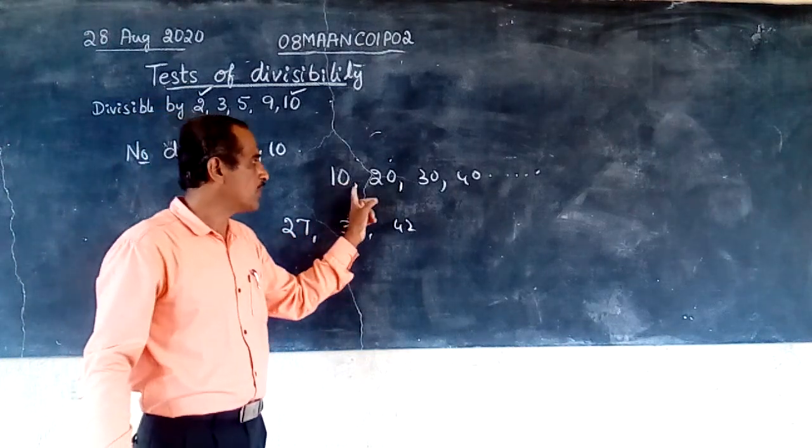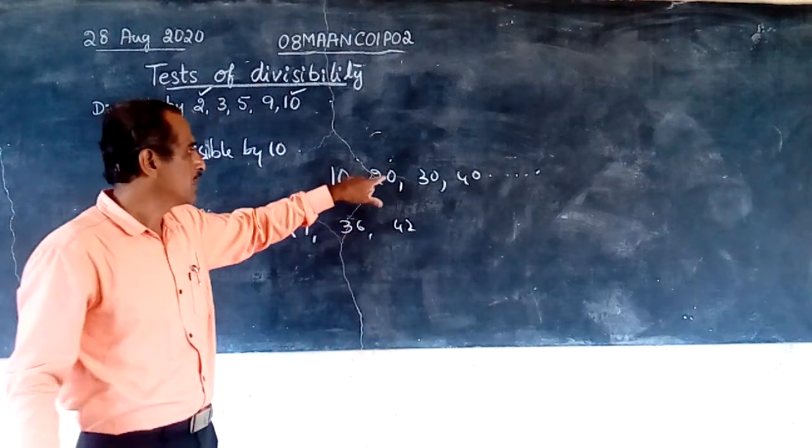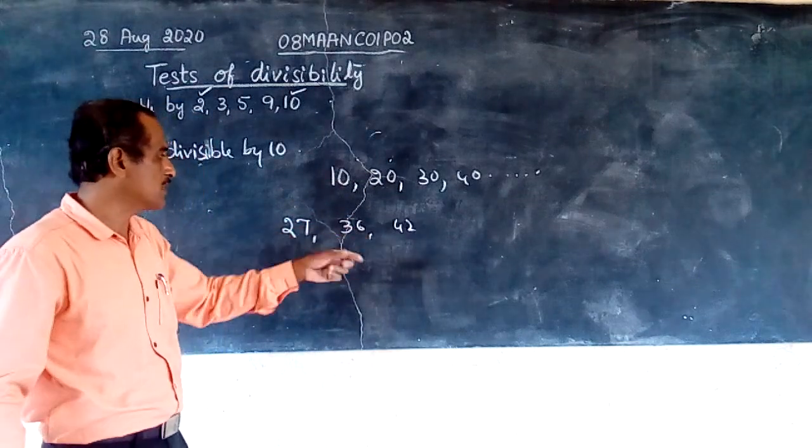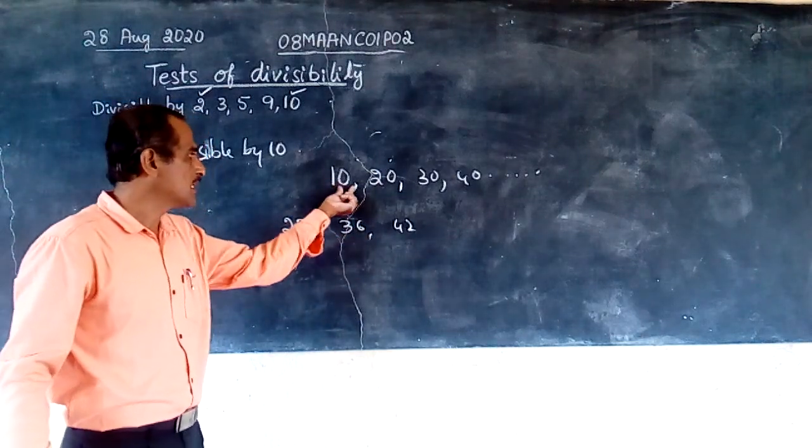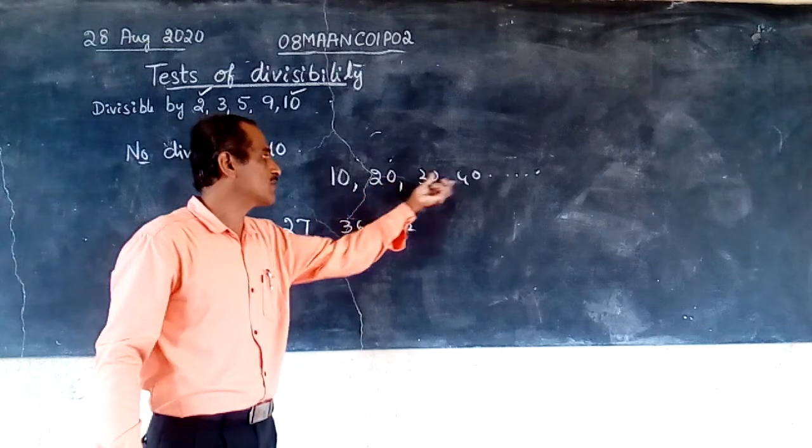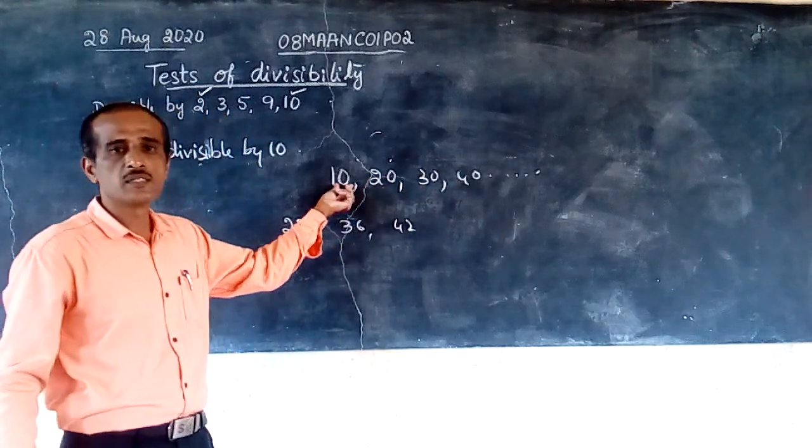Therefore, if you observe the last digit of these numbers, the last digit of these numbers is 0.